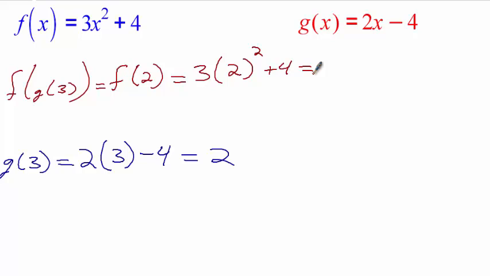And then I evaluate, what's 2 squared? 4 times 3 plus 4. 16. So f of g of 3 is 16.